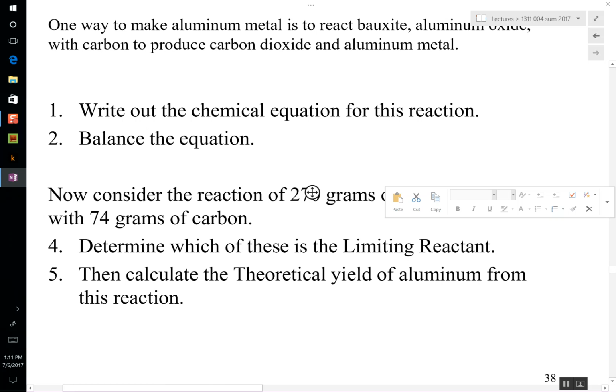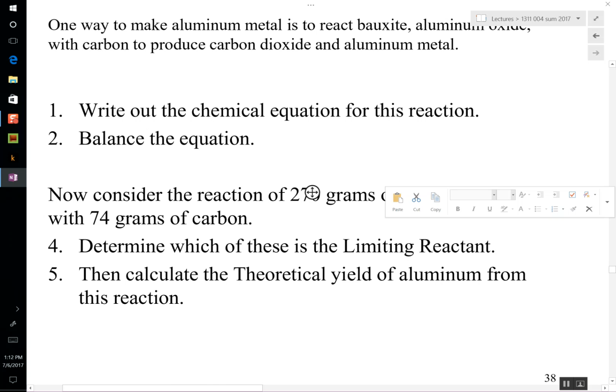They would run this reaction with excess carbon, and this would be your limiting reagent. You get to the end of it, heat that up, and burn the carbon off. It comes off as carbon dioxide. It just burns, disappears, and you just have aluminum. Okay, so that's your limiting reagent.